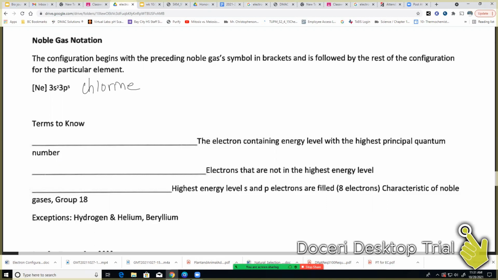If I did chlorine not with my orbital diagram, but with my electron configuration, it would be 1s2, 2s2, 2p6, 3s2, 3p5.